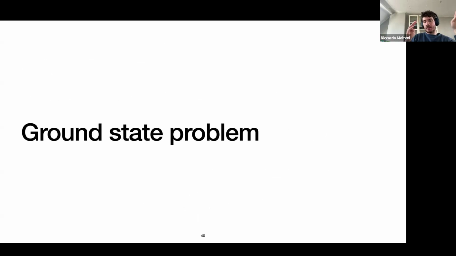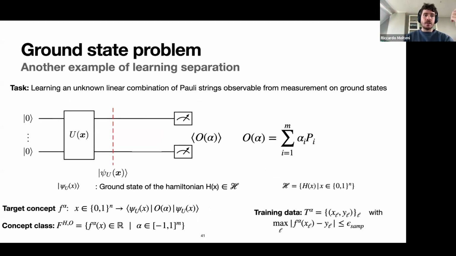So this is one example where we can show a learning separation, but we can also use the same strategies to define a learning separation even for a ground state problem. Here the task is again to learn a non-linear combination of Pauli string observables from measurements on a ground state. In this case, psi u of x will be the ground state of a local Hamiltonian h of x, which comes from a family of Hamiltonians. So again, we are given x which comes from a distribution, and then we are given the expectation value of an unknown observable on this quantum state, right?